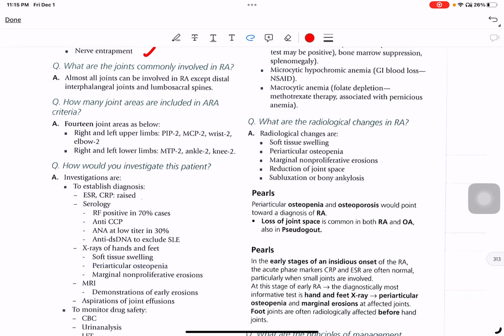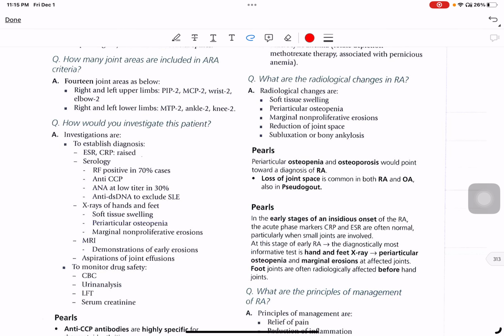How many joint areas are included in the diagnostic criteria? There are 28 joints, 14 joints in each hand, so a total of 28 joints. How would you investigate? We investigate by ESR, CRP, RF, anti-CCP, ANA, anti-dsDNA, then X-ray, MRI, then CBC, liver function, kidney function, urine analysis.